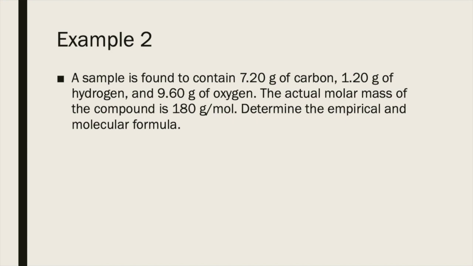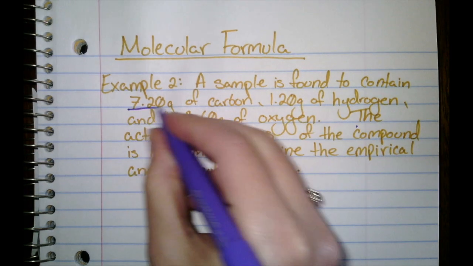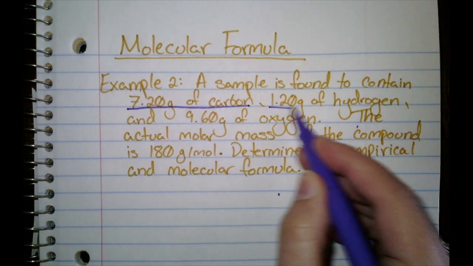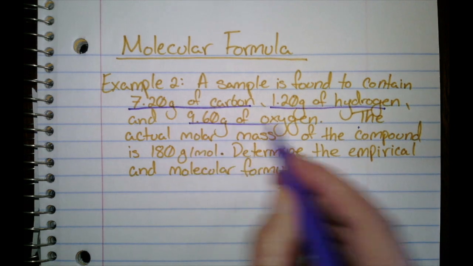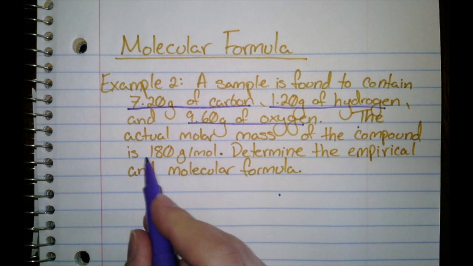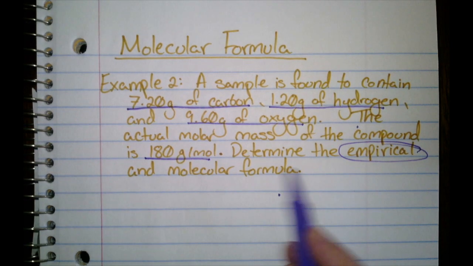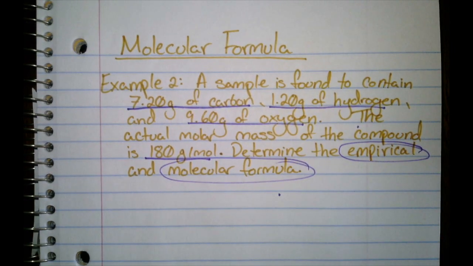The actual molar mass of the compound is 180 grams in 1 mole. Determine the empirical and the molecular formula. Again, let's begin by identifying the important information. They're giving us the mass of carbon, the mass of hydrogen, and the mass of oxygen in the substance, and they're telling us its actual molar mass. We have to find the empirical and molecular formula.